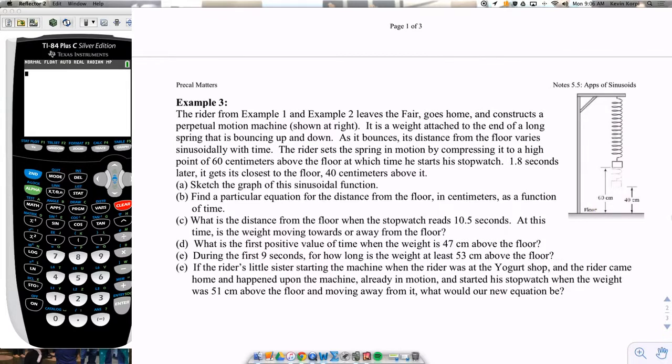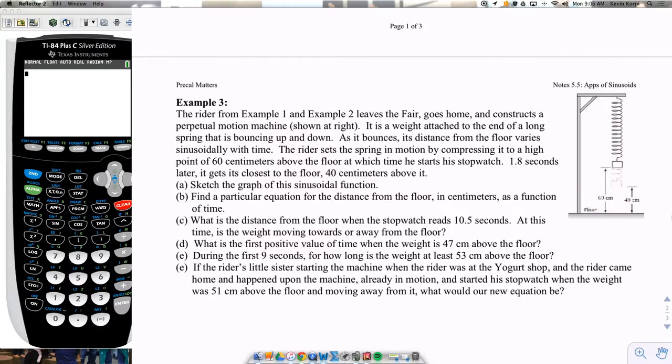So he's holding it up to its high point, compressing the spring with one hand, and he's got his stopwatch over here. Siri, start, and he lets go. Okay, and the stopwatch starts. Okay, so 1.8 seconds later, it gets to its closest to the floor, which is 40 centimeters above it. That's kind of slow, right? He lets it go, and in like 1.8 seconds it's all the way down. That's a slow oscillating spring.